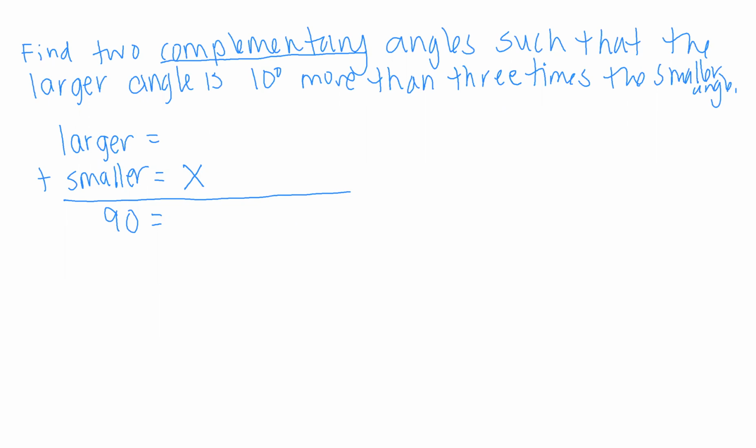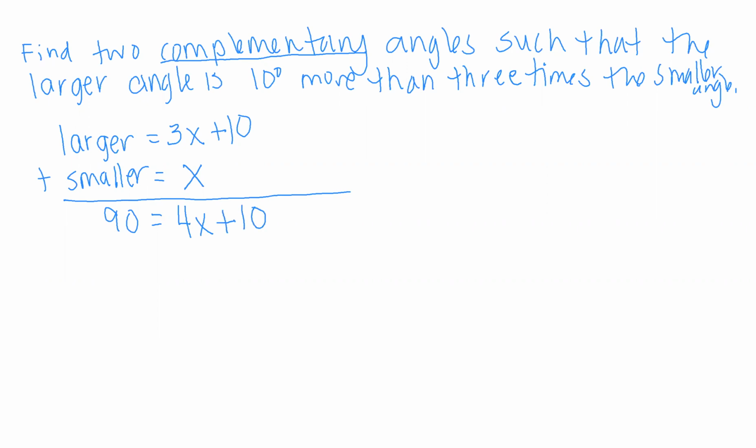So of the 90 degrees that we have available to us, x of them are going to go to the smaller angle. Now, for the larger angle, we want 10 more than 3 times the smaller angle. So 3 times the smaller angle is going to be 3x, and then I need 10 more than that. So the larger angle we can call 3x plus 10. Now we want to combine like terms. So 3x plus 1x is 4x. There's nothing to combine with my 10, so I just bring it down.